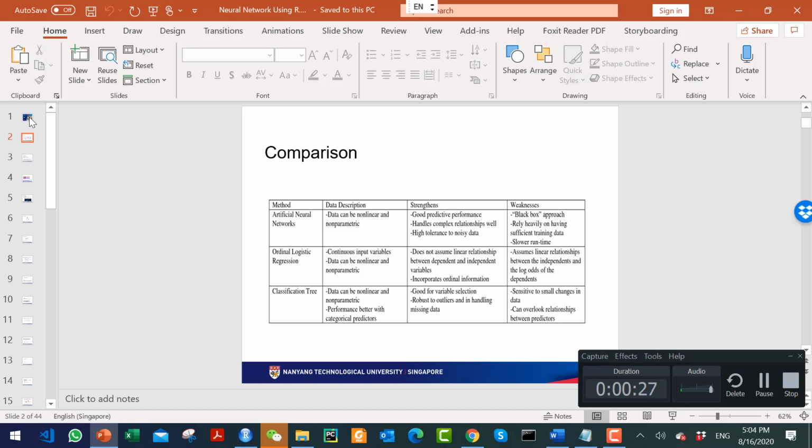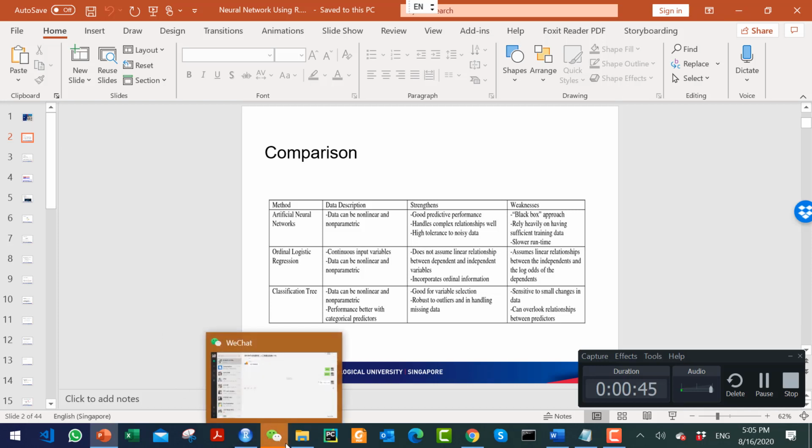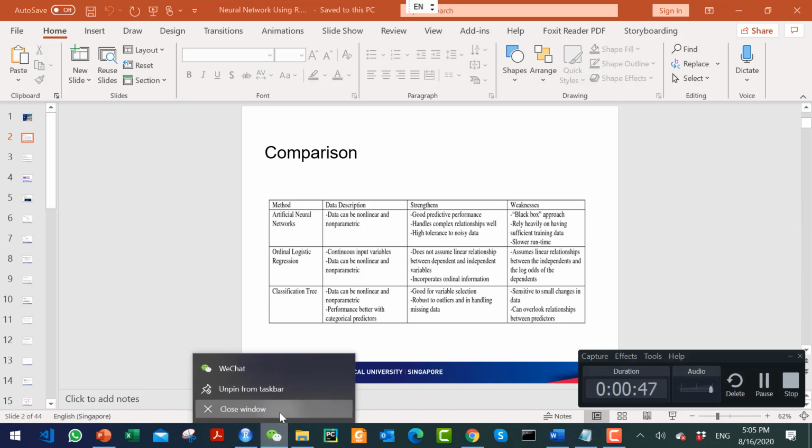If you look at the strengths and the weaknesses, neural network has high tolerance on complexity of data, like unstructured data, and high tolerance to noisy data, etc. But the weakness is that it actually acts as a black box.